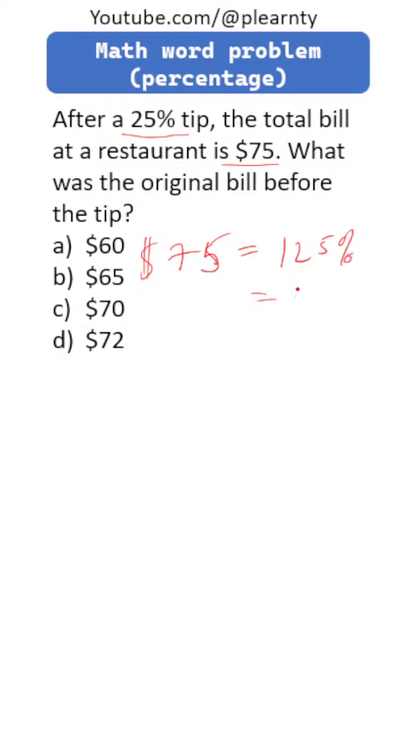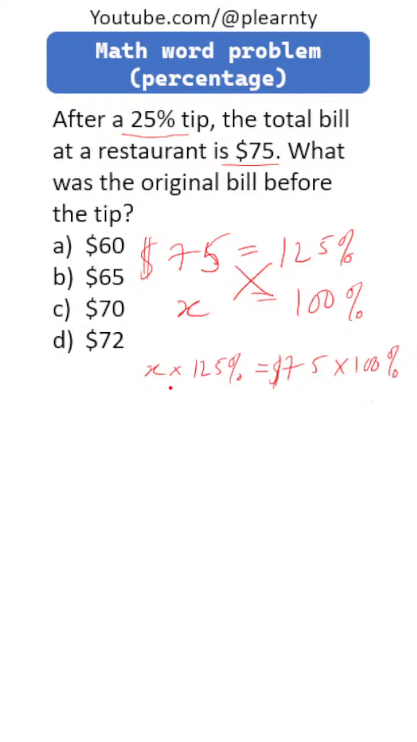Then what will now give you 100%? This is the case where you can actually cross multiply. So you can say, let's call this x. So when you cross multiply this, you can say x times 125% equals $75 times 100%.